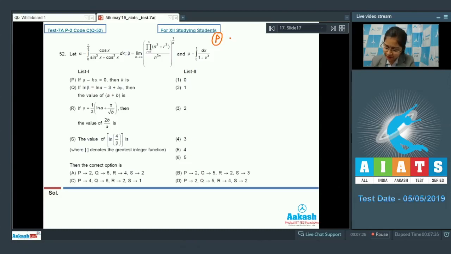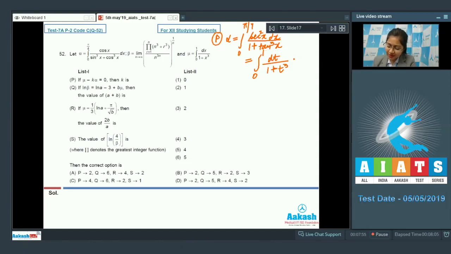So let's find alpha here, that is the integral from 0 to pi by 4. Dividing the numerator and denominator by cos cube x, we will get secant square x into dx divided by 1 plus tan cube x. Here let's take tan x equal to t. So secant square x into dx will be dt, and the integral will go from 0 to 1.